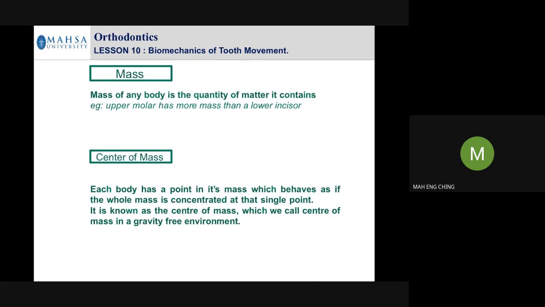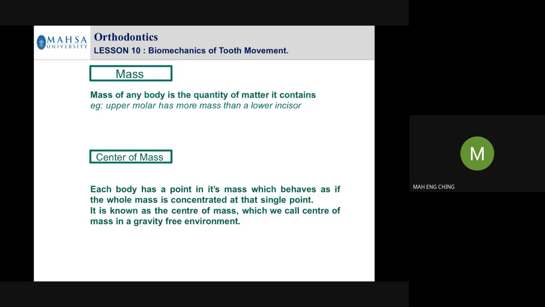So what's mass? The mass of any body is the quantity of matter it contains. It's just the size of that object. An upper molar has more mass than a lower incisor. The size of the molar is bigger than the lower incisor, which is why the mass is higher for the molar compared to the incisor. The center of mass is a point in each body which behaves as if the whole mass is concentrated at that single point.